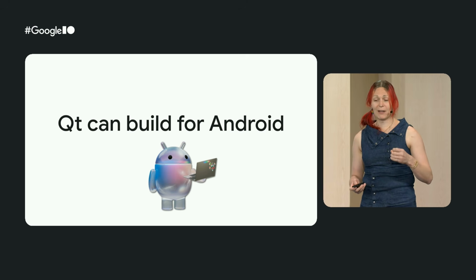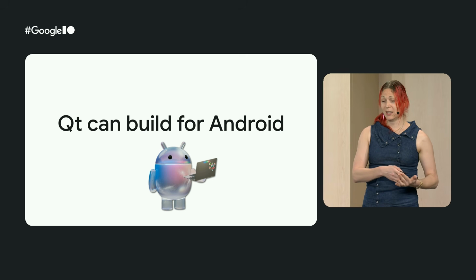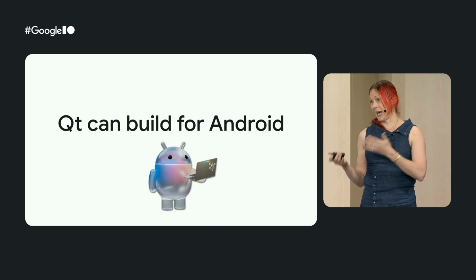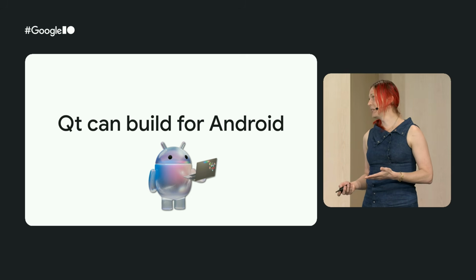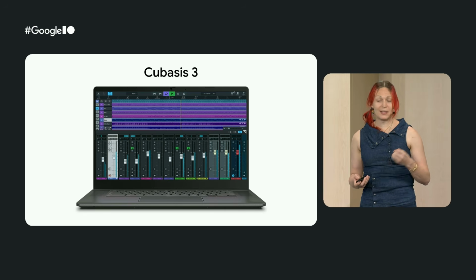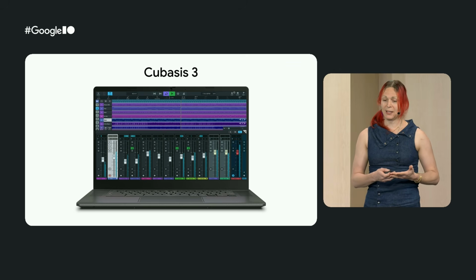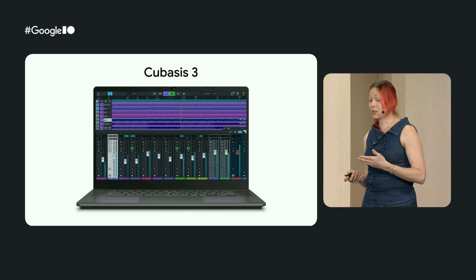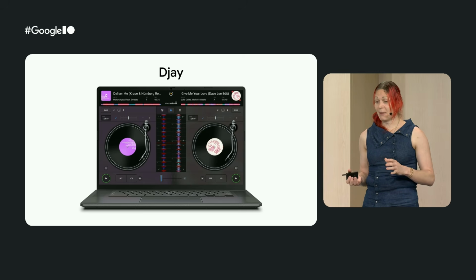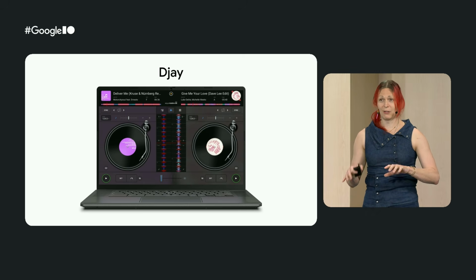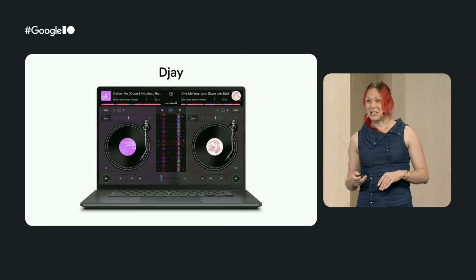Do you already have a desktop or mobile app built on Qt and it's not on Android yet? Well, if you're thinking about bringing that app to the billions of Android users out there, you're in luck because Qt can build for Android. A number of successful apps built on Qt are already providing top-notch adaptive experiences. Check out Steinberg's Cubasis 3, a full-featured digital audio workstation, or DJ, a DJ app that works on device or with foldables or MIDI controllers and fill those concert halls with your awesome beats.